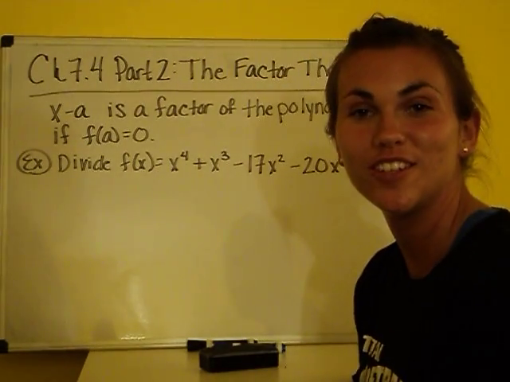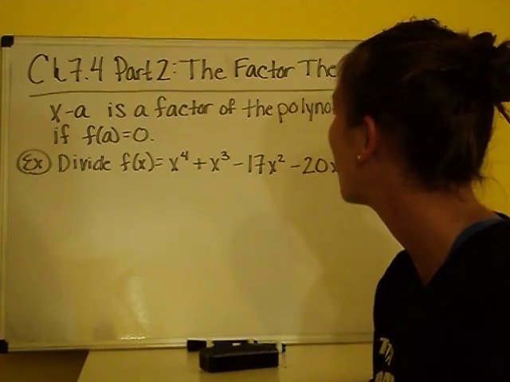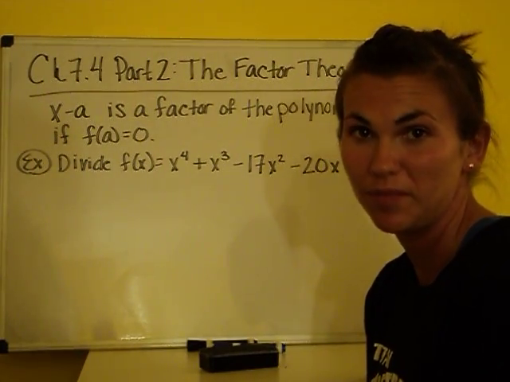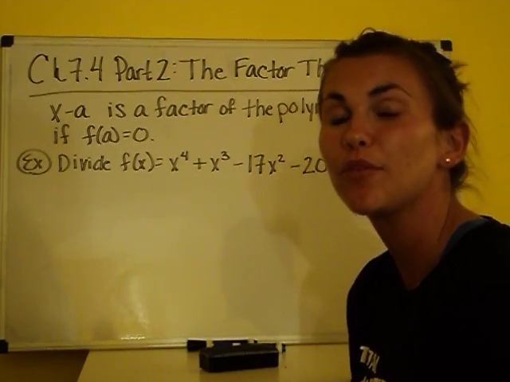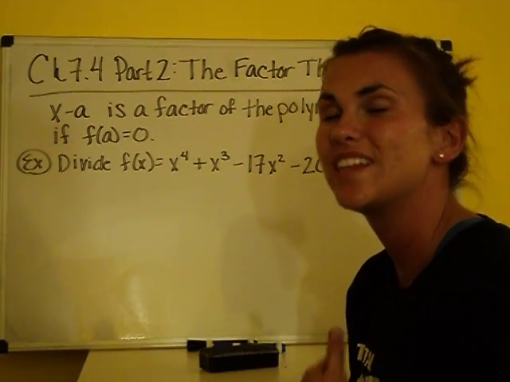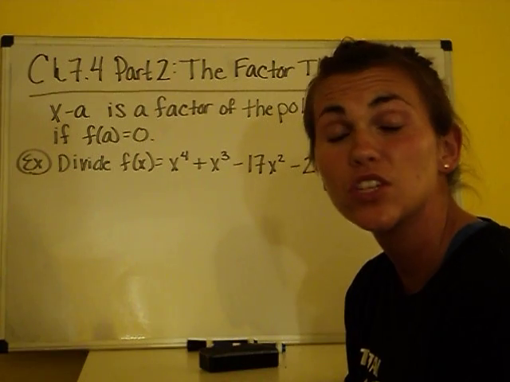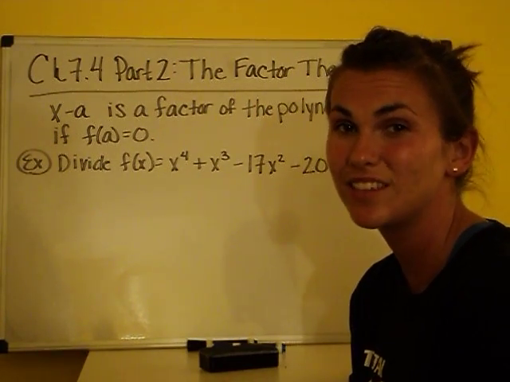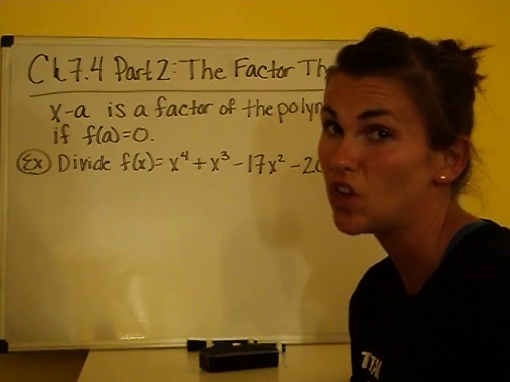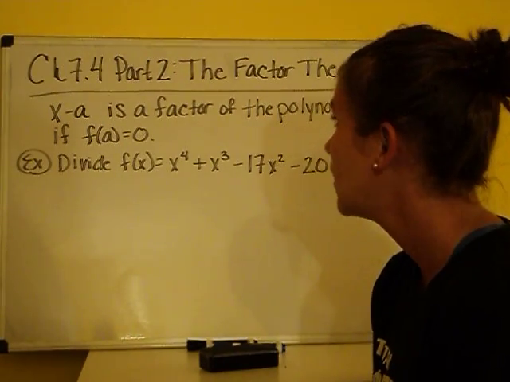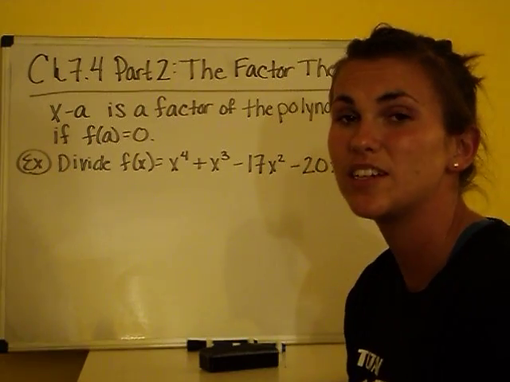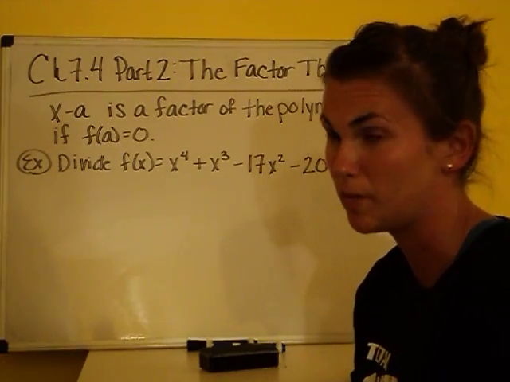Welcome to part 2 of section 7.4, and today we're going to be discussing the factor theorem. Yesterday when we were talking about the remainder theorem, we learned that instead of having to directly substitute a number into a polynomial, we could just use synthetic division and get the same result. Today we're going to continue that idea, but now we're going to see that there is a special case when we get a special remainder.